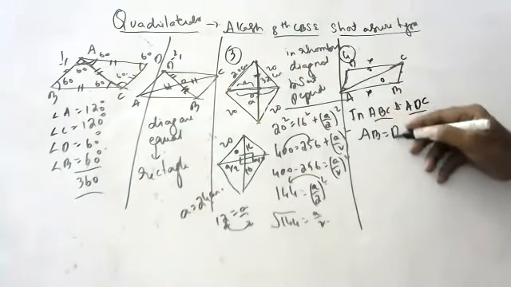So congruent triangles will have equal area. Children, always remember, congruent triangles will have equal area. Please do not forget this.